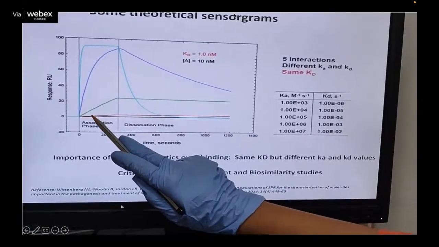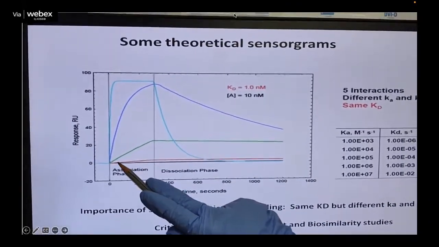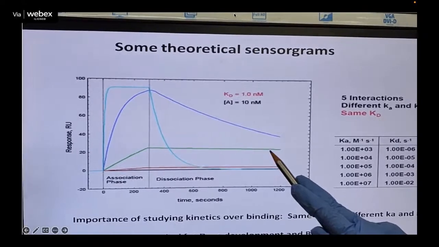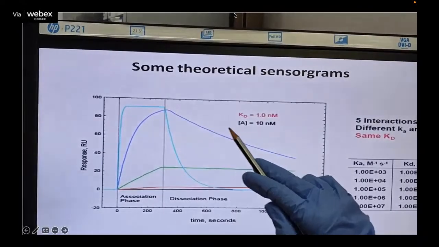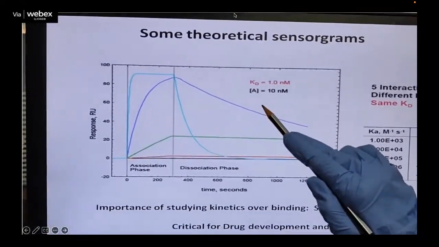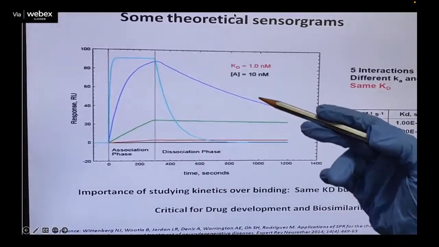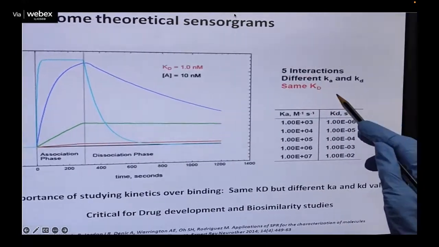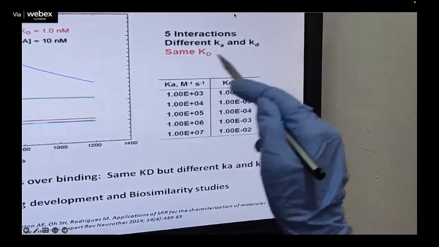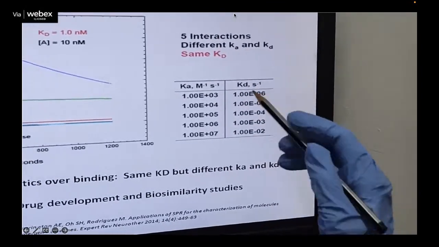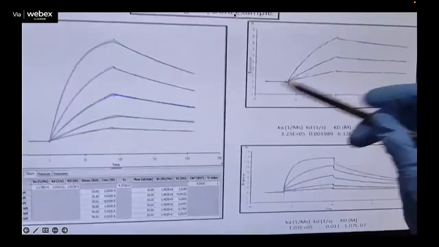For example, in this green sensogram, you can see the association is very fast, but the dissociation is very slow. Here in blue, the association is optimum, the dissociation is slow, but as compared to green, it is still fast. So this will reveal a lot of information. You have the same KD, but different small ka and small kd.